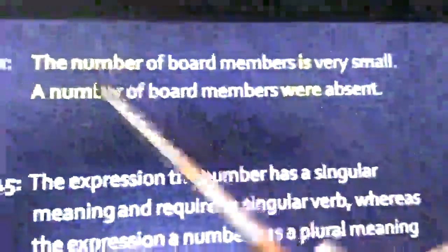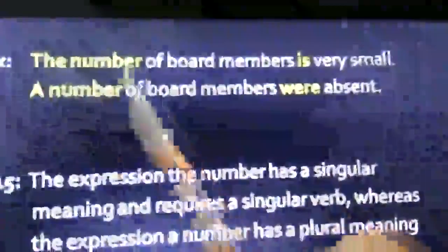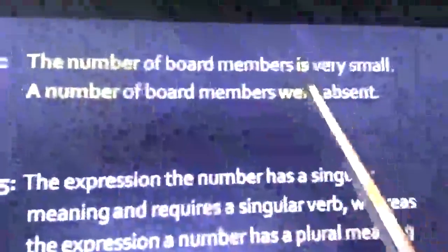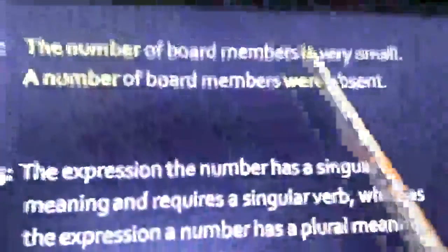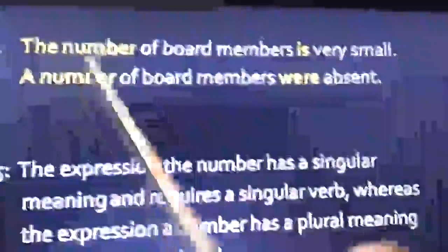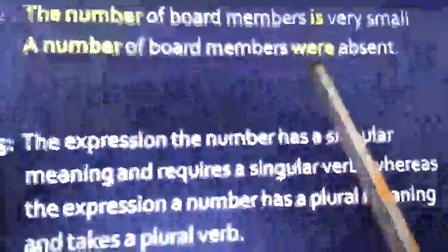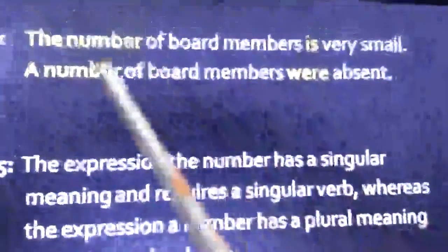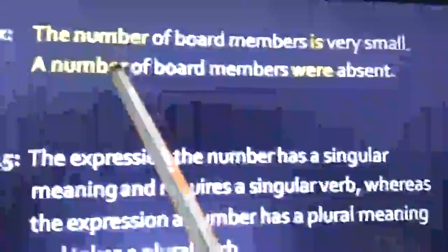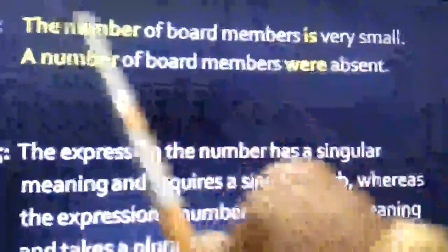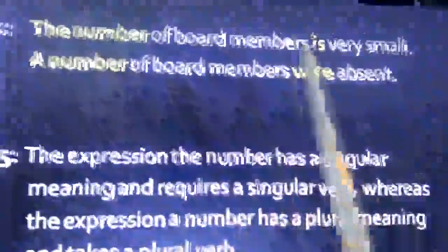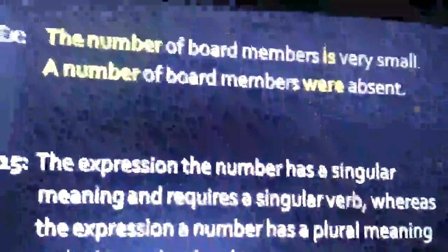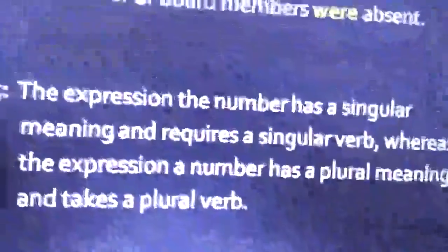If you see such expressions in a sentence, that is, the number or a number, when you see the number, then you have to use a singular verb in that sentence. And if you see a number, then we have to use a plural verb. This one thing you have to remember. So if you get the number in a sentence, then we have to use a singular verb. And if you get a number, then we have to use a plural verb.